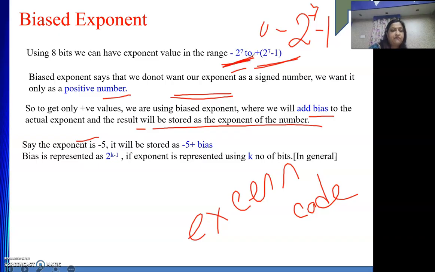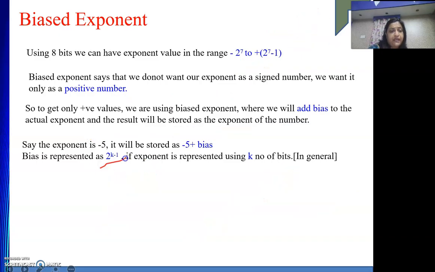Say the exponent is minus 5, then it will be stored as what? Minus 5 plus bias. So what is my bias? I need to make it positive or 0. So what should be my bias then? See, this is my least value, right? I need to make it positive. So what will I add? That 2 to the power 7. So using 8 bits, if it is using k bits, then it will be 2 to the power k minus 1. So if it is 8, 8 minus 1 is 7. If I add this to this one, it becomes 0. Then all other values will be positive, right? So bias is represented as 2 to the power k minus 1.